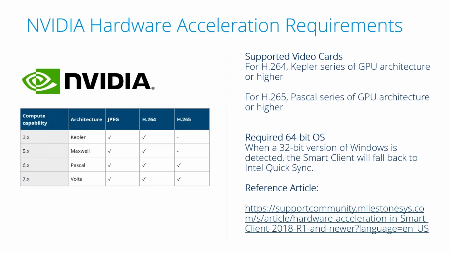Another consideration to take is that a 64-bit version of Windows is needed to utilize this feature. If there is a 32-bit version of Windows and you also have the other requirements for Intel QuickSync, then it will automatically fall back to the Intel QuickSync version of hardware acceleration instead.